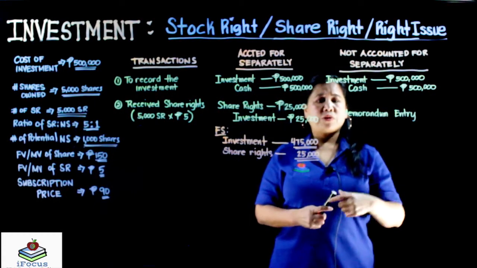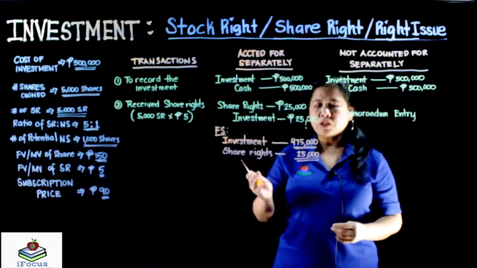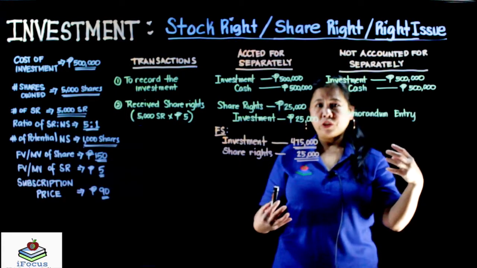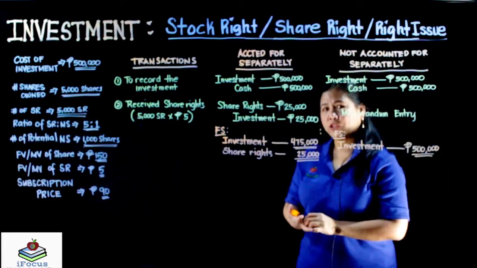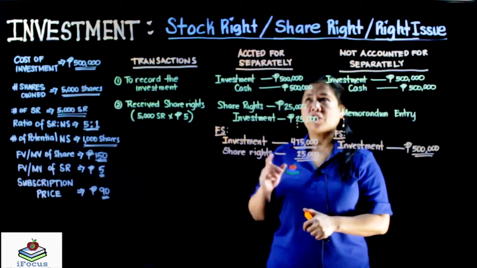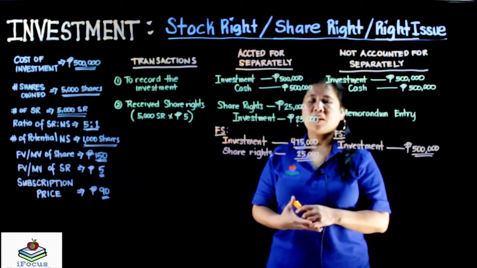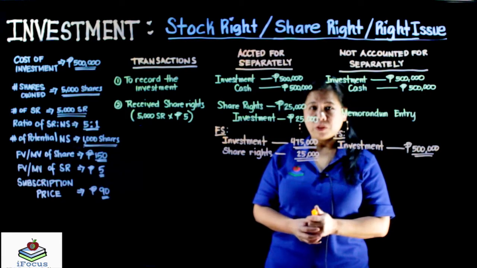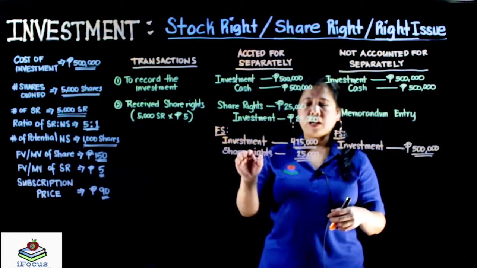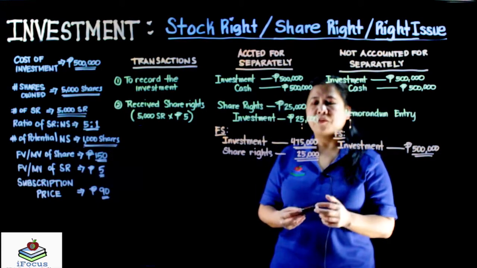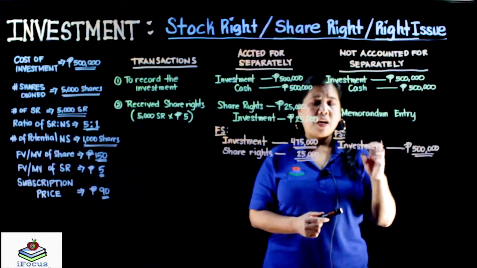Dito sa not accounted for separately, ang kanyang financial statement ay investment of 500,000. Wala siyang share rights kasi hindi niya sineparate yung share rights na yan from the investment. Make sure kapag nagsosolve ka ng problems with regards to share right, paano nire-record or ina-account ng investor ang kanyang share rights kapag accounted for separately or not accounted for separately. Kasi magkaiba ang kanilang ending result. Dito sa accounted for separately, ang kanyang investment account magkakaroon na ngayon ng 475,000. Dito naman sa not accounted for separately, ang kanyang investment account ay still 500,000.